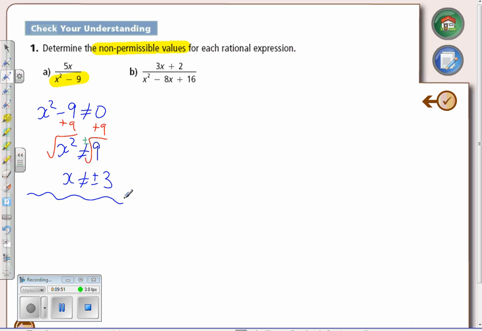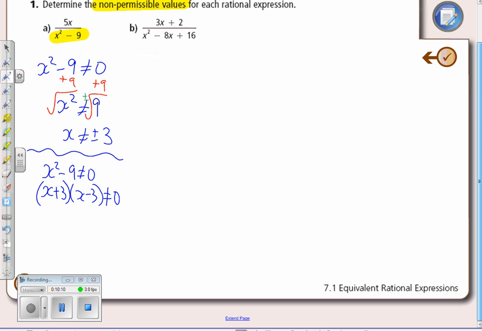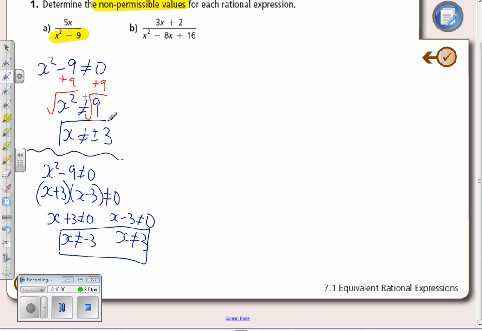The other way I could do it is say, hey, this is a difference of squares. Let's factor that. X squared minus 9 cannot equal 0. Factoring that, we get x plus 3, x minus 3 cannot equal 0. Treat it exactly the same as you would if it was equal to 0. So x plus 3 cannot equal 0, or x minus 3 cannot equal 0. So x cannot equal negative 3, or x cannot equal positive 3. Those are the restrictions. Same as what I had right up here, plus and minus 3.